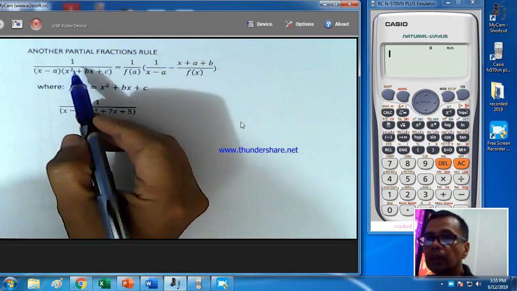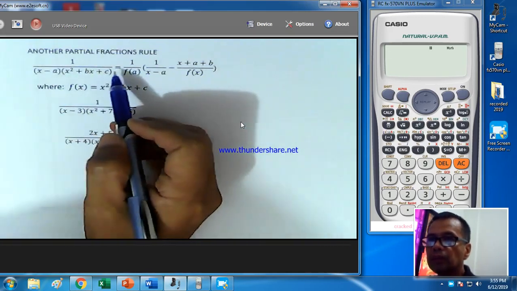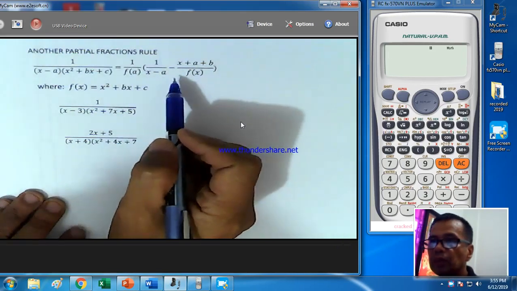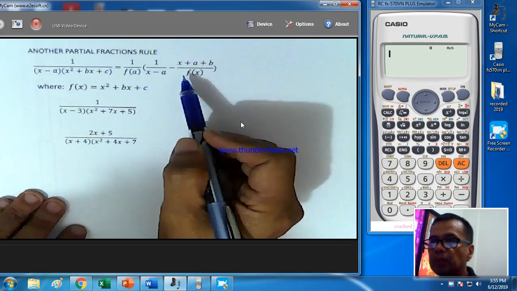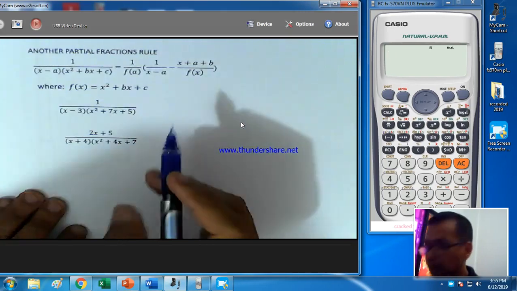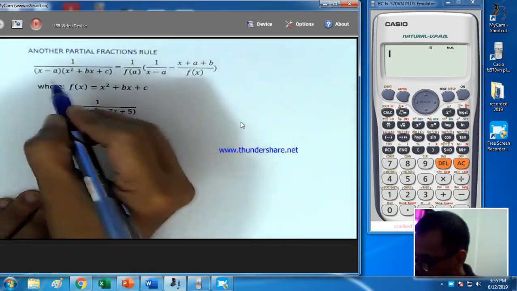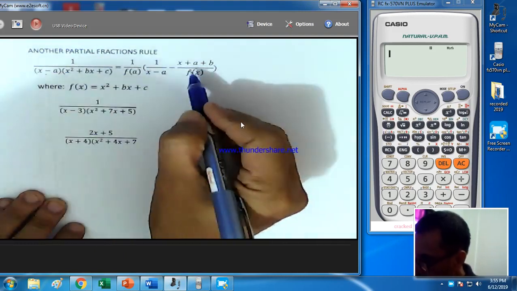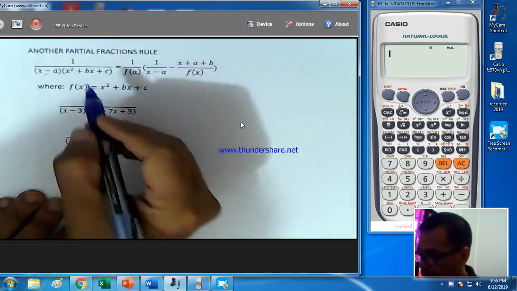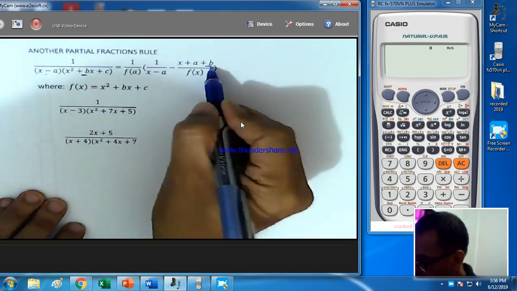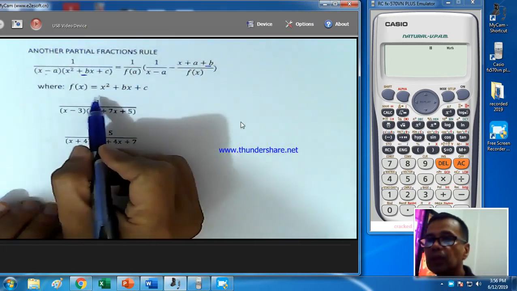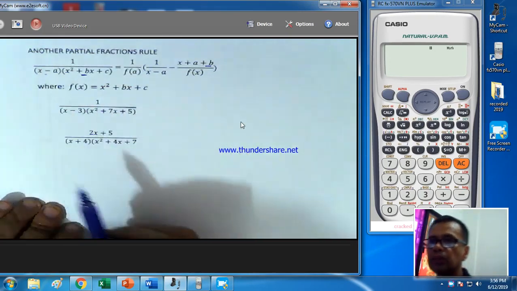1 over (x minus a)(x squared plus bx plus c) is the same as 1 over f of a, times [1 over (x minus a) minus (x plus a plus b) over f of x], where f of x is x squared plus bx plus c. Notice that the signs here are reversed. If this is negative a, this becomes positive a. If this is positive a, this will become negative a. And then your b is here, b is there. And f of a is just the value when a is substituted into x squared plus bx plus c.